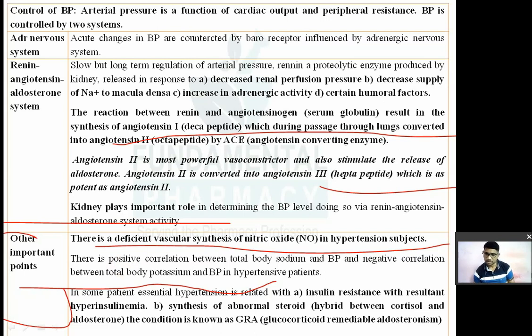Now some patients, okay, now some patients with essential hypertension, in a few patients, essential hypertension is related with insulin resistance with the resultant hyperinsulinemia.